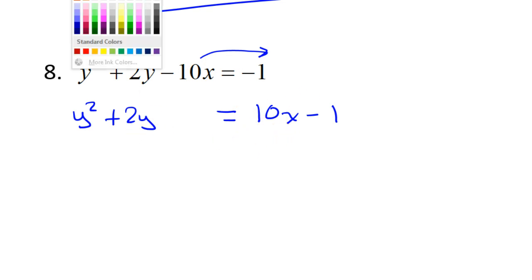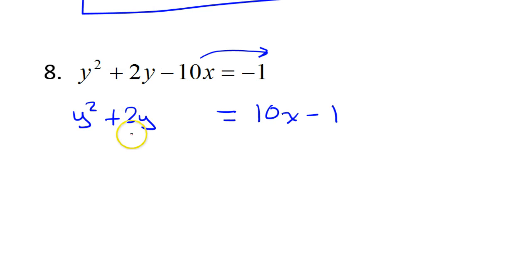Now I'm going to complete the square. Half of 2 is 1. I'm doing half the middle squared. So half of this is 1. 1 squared is still 1. I need to add 1 to the other side in order to balance that out.